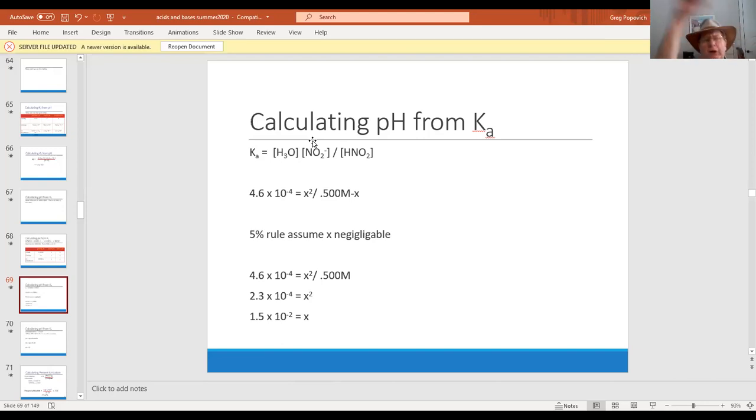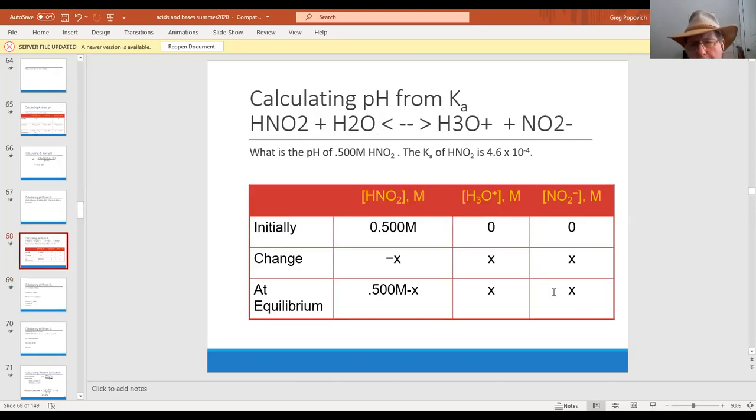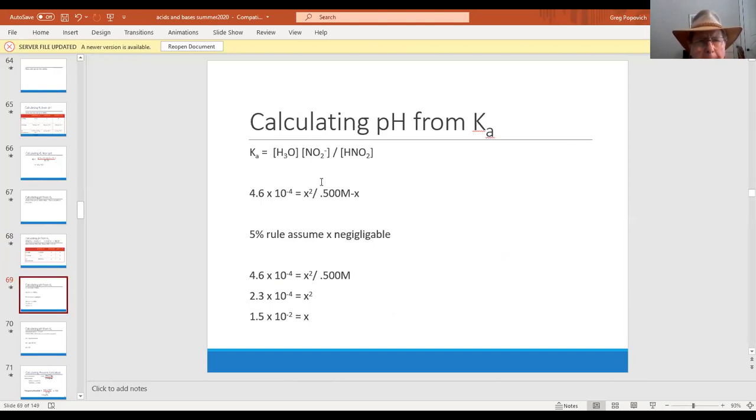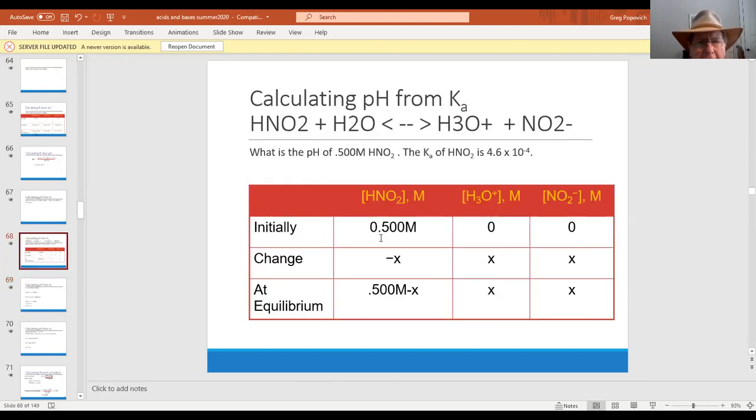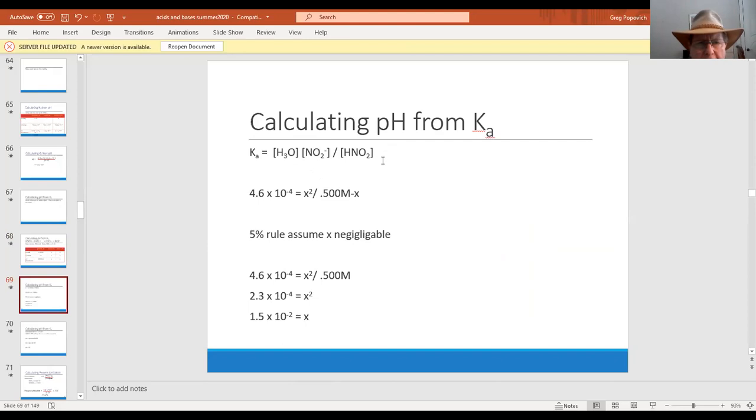Erase what I just said. My Ka is equal to 4.6 times 10 to the minus 4th. X times X, my concentration at equilibrium of H3O plus and NO2 minus, is going to be X squared divided by my HNO2, which is 0.500 minus X. We're going to assume the X is 0. I simply multiply my Ka by 0.5 and take the square root of it. That is what my X is.